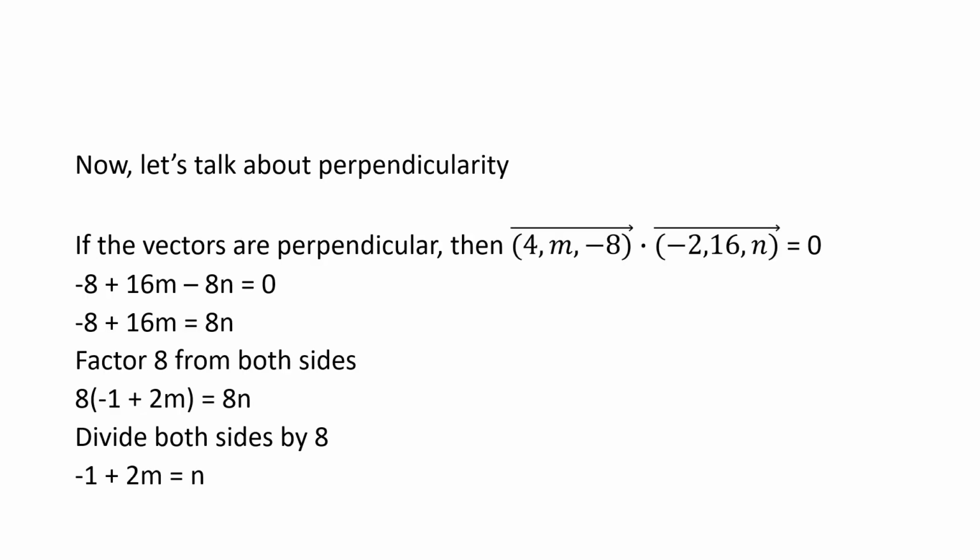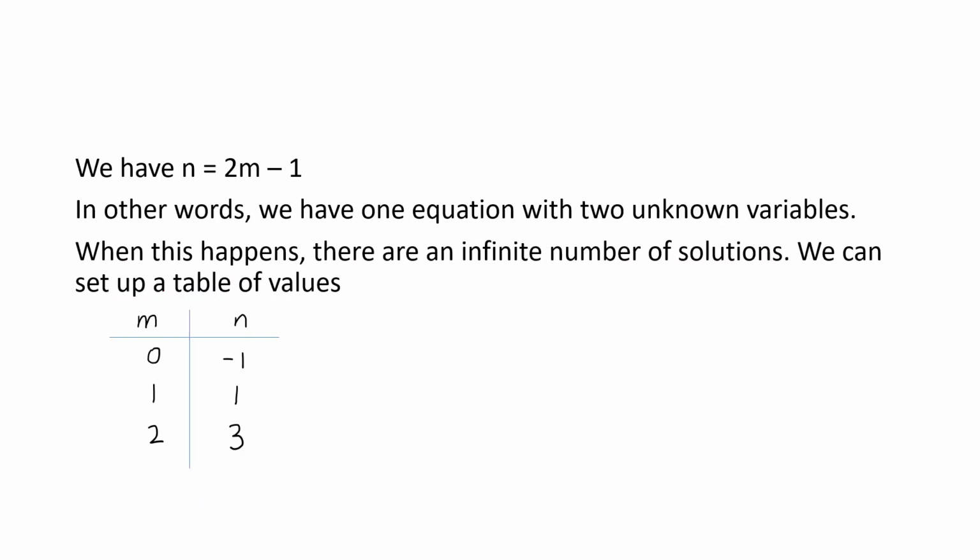If the vectors are perpendicular, then (4, m, -8) dotted with (-2, 16, n) will equal 0. Well, that would mean that 4 times -2, which is -8, plus m times 16, which is 16m, plus -8 times n, which is -8n, all of that will need to equal 0. So that would mean, isolating n, that n needs to ultimately equal -1 plus 2m.